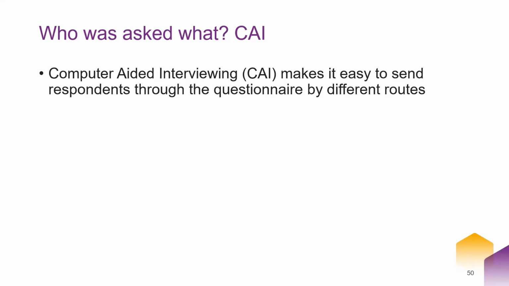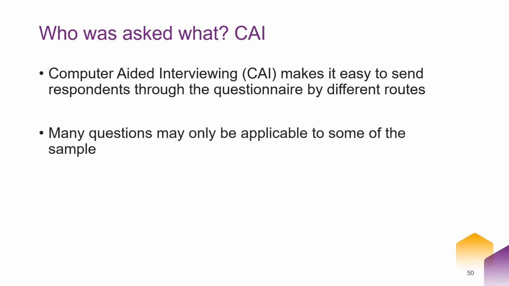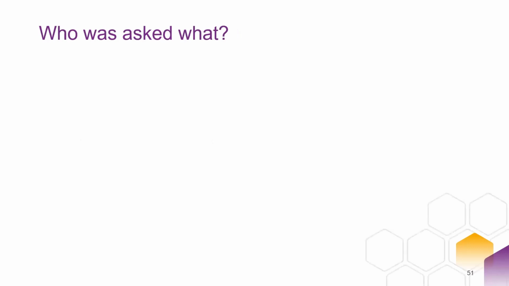And this is because many questionnaires use something called computer-aided interviewing, which will send respondents through the questionnaire by different routes, depending on their previous answers. Therefore, many questions in the survey may only be applicable to some people in the sample. So it's a good idea to check the documentation and see who was asked about the variables you're interested in.